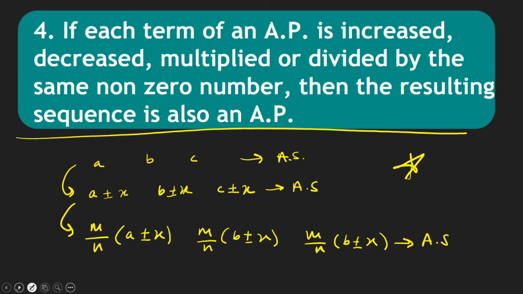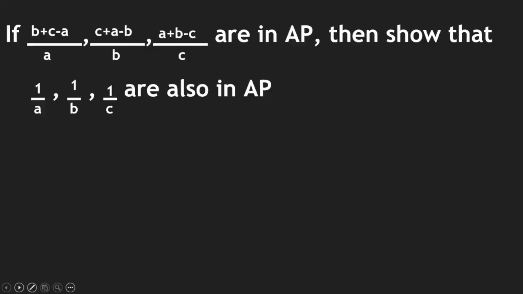Okay, so let's take a look at a question. If b plus c minus a upon a, c plus a minus b upon b, and a plus b minus c upon c are in an arithmetic progression, then show that 1 upon a, 1 upon b, and 1 upon c are also in an arithmetic progression.